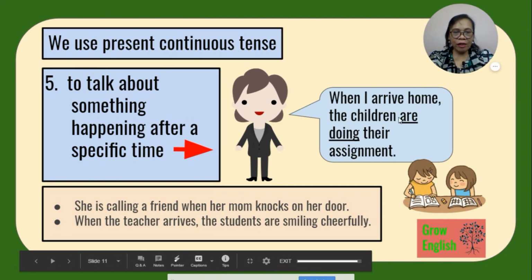Okay, so you can find here the verb phrase used to express the present continuous, which is are doing, because our subject here is plural, which is children. That's why I'm using here the plural verb be, which is are. Now there are two examples below: she is calling a friend when her mom knocks on her door, and the other one is when the teacher arrives, the students are smiling cheerfully. So as you can see, we have here the verb phrase is calling, and the other one is are smiling. Okay, I hope these are clear to you.